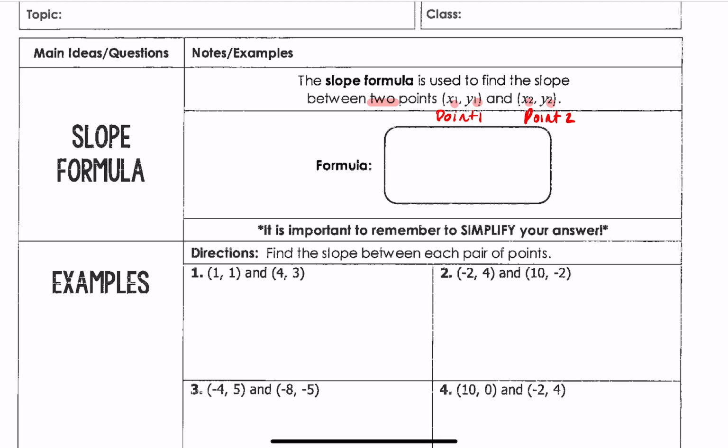They're not. You just have two of these points. They just can't both be x, y. You wouldn't know which was which. So the 1 means that's point 1. The 2 means it's point 2. And it doesn't really matter which one's which. You just have to keep them straight.